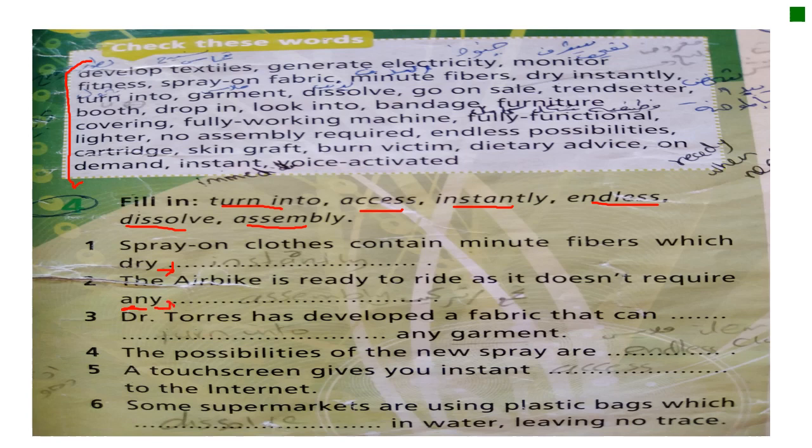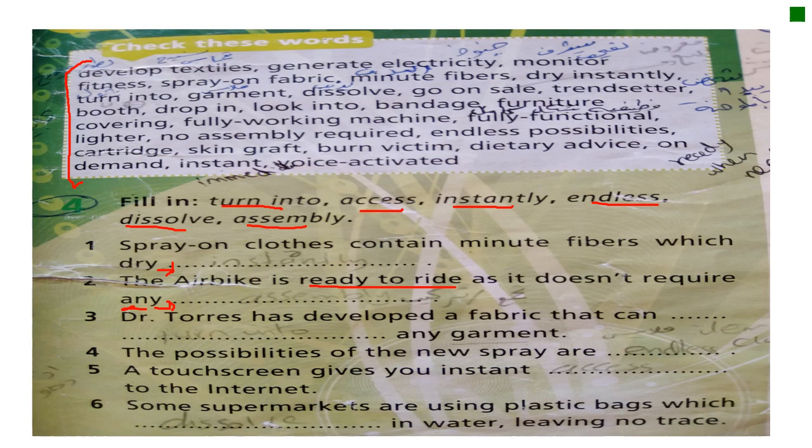2. The air bike is ready to ride as it doesn't require any what? After any, with one space, we need to use a noun. What are the nouns here? We have assembly and we have access. According to the meaning, ready to ride, we need the phrase no assembly required. It doesn't require any assembly. What do you mean it doesn't require any assembly? It means it's not necessary to put it together. Okay, to put the air bike together, because the air bike is ready to ride.